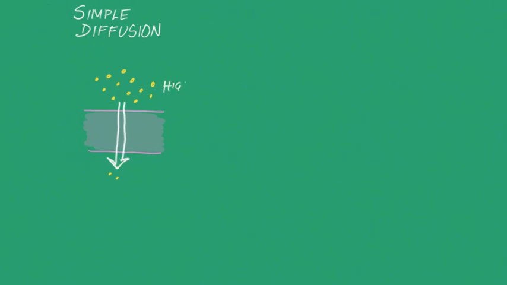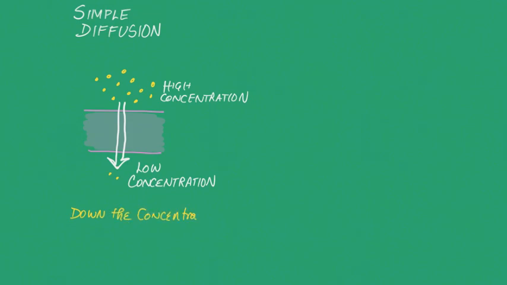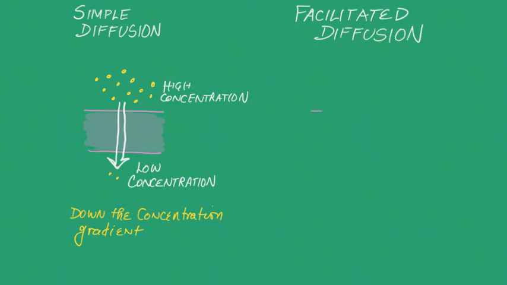Molecules tend to move from a region of high concentration to a region of low concentration. This is referred to as going down the concentration gradient. So these molecules move down the concentration gradient. Now let's take a look at facilitated diffusion, which is also a kind of passive transport because facilitated diffusion does not use energy in the form of ATP.